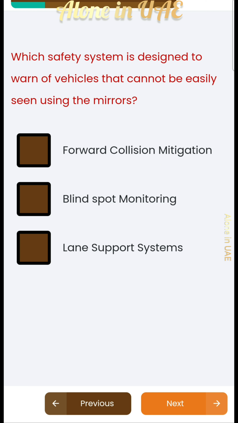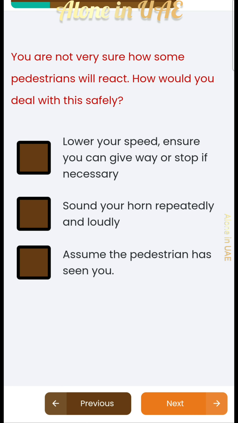Which safety system is designed to warn of vehicles that cannot be easily seen using the mirrors? Blind spot monitoring. You are not very sure how some pedestrians will react. How would you deal with this safely? Lower your speed. Ensure you can give way or stop if necessary.